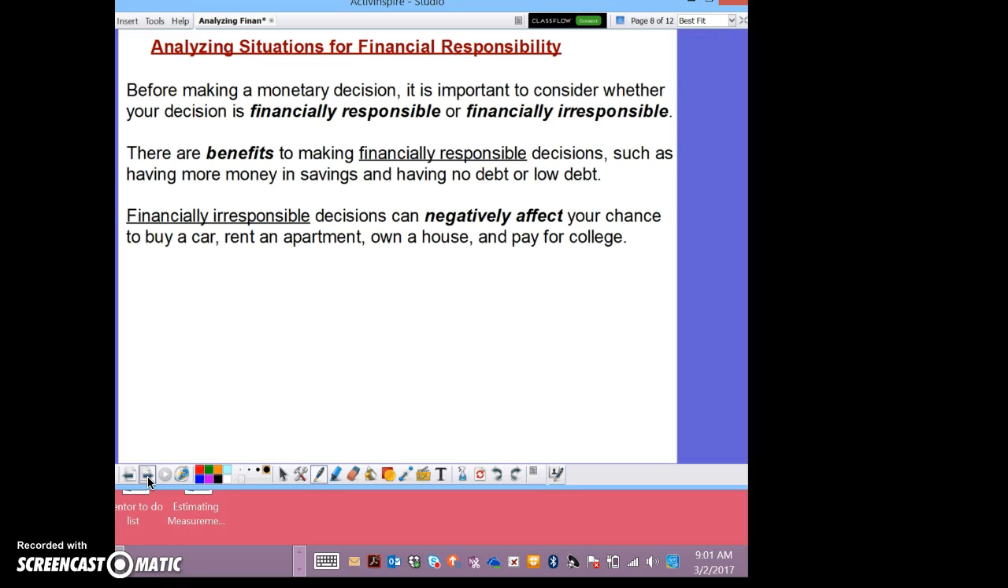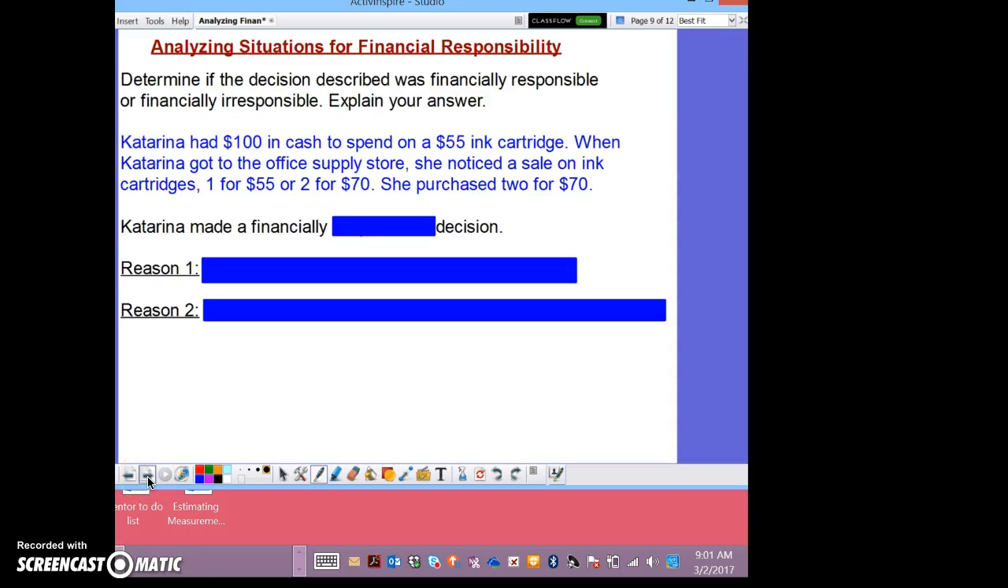So now we're going to talk about financial responsibility versus irresponsibility. There are benefits to being financially responsible, such as staying out of debt, and disadvantages to being irresponsible, such as not being able to afford certain things that you want. So we're going to read each situation and decide whether they are financially responsible or irresponsible. Katerina has $100 in cash to spend on a $55 ink cartridge. When she gets there, she sees that there's a sale: one for $55 or two for $70. So she bought two for $70. In this situation, she was financially responsible.